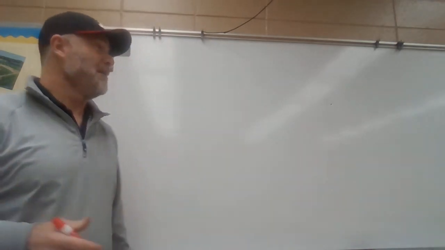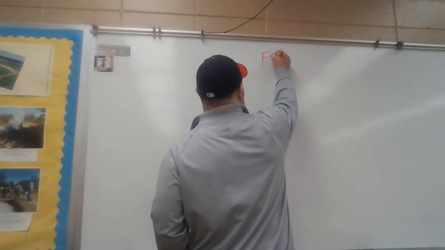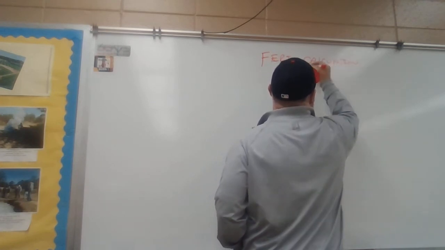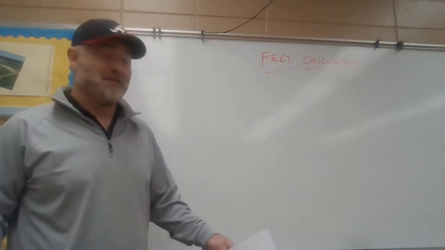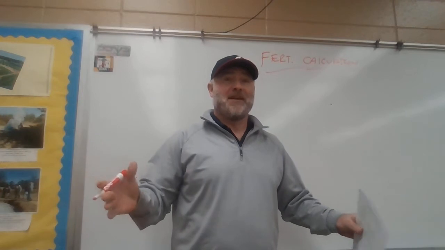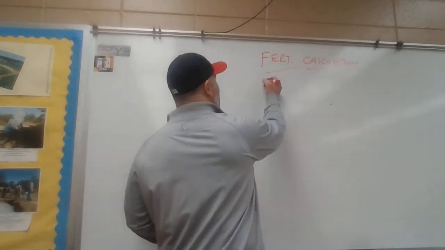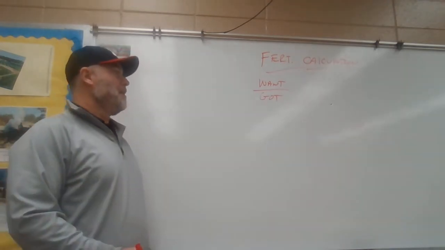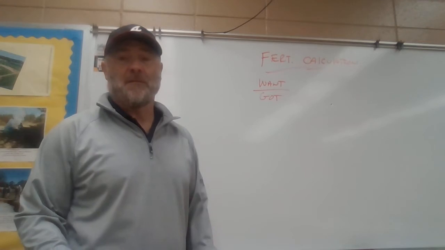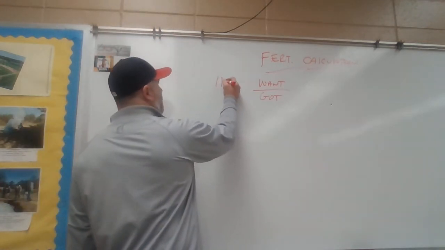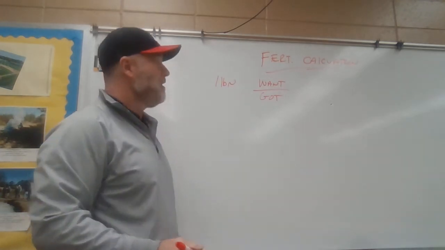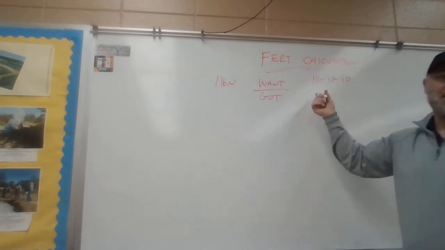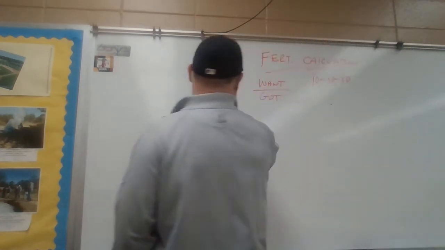So our next thing, huge: N fertilizer calculation. Oh, all right, this is math, not English. What's the huge thing that we always talk about? Want over got. What you want over what you've got. What do we mean by that? That means if I want 1 pound of nitrogen per 1,000 square feet, but my bag is, we'll do an easy one for this one, a 10-10-10. There's my fertilizer.